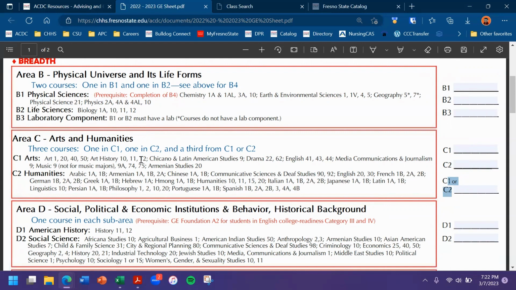Some courses like art history, Latin American studies, film studies, or even Drama 62 are learning about types of art or theater. But there are traditional art classes in the art area, and English 41, 43, and 44, which are poetry and fiction writing classes if you want them.